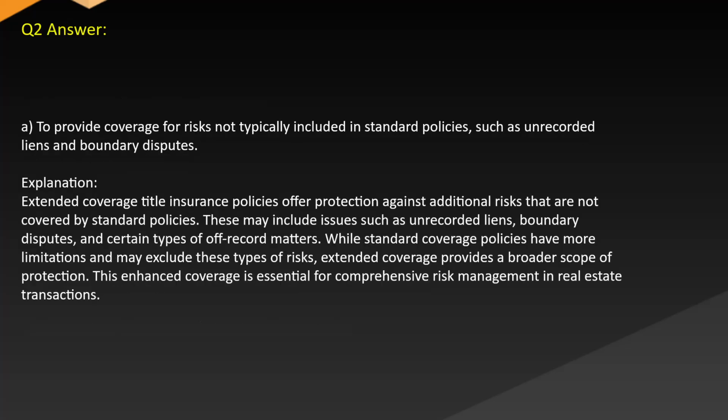Answer A. To provide coverage for risks not typically included in standard policies, such as unrecorded liens and boundary disputes. Explanation. Extended coverage title insurance policies offer protection against additional risks that are not covered by standard policies. These may include issues such as unrecorded liens, boundary disputes, and certain types of off-record matters, while standard coverage policies have more limitations and may exclude these types of risks. Extended coverage provides a broader scope of protection. This enhanced coverage is essential for comprehensive risk management in real estate transactions.